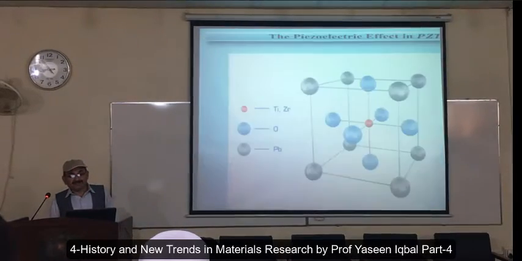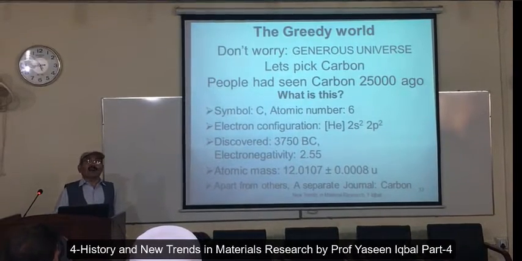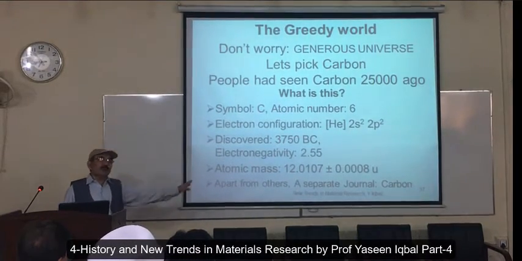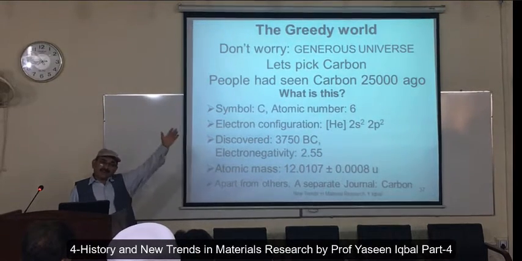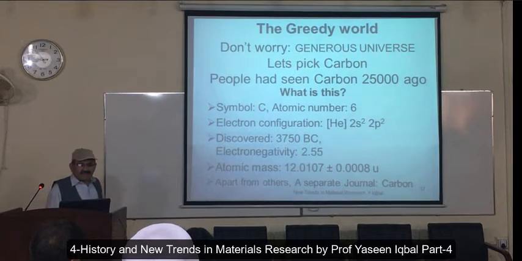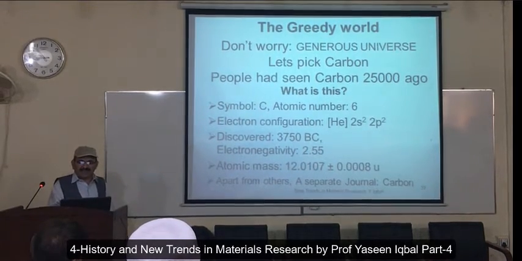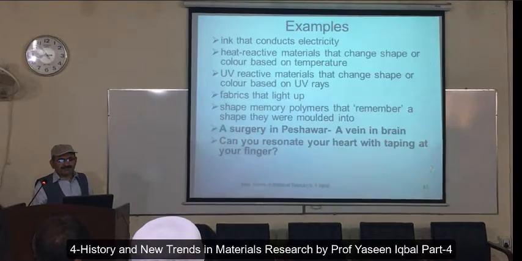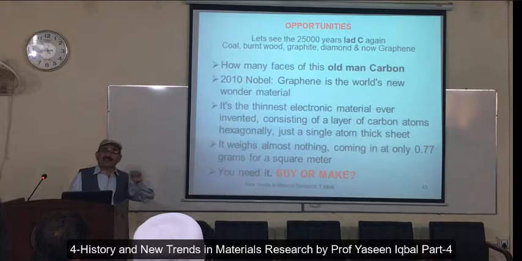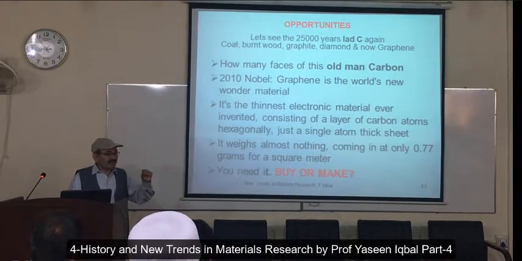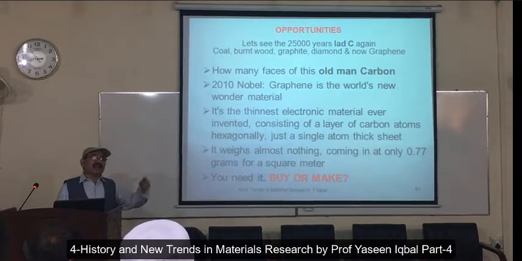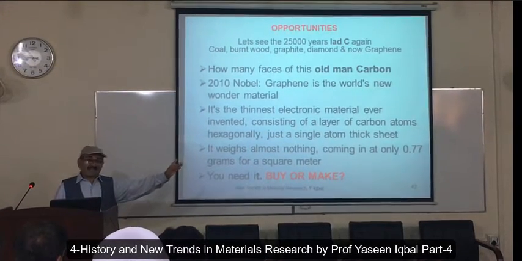I am telling you that. Look at this old man carbon. 25,000 years ago, people knew carbon in the form of coal, in the form of burnt wood, because of thunderstorm or different things. Its softness made it graphite pencil. It was soft, so people used it for writing. When men learned writing, they used carbon graphite pencil. When men learned making steel, diamond, which is 100% carbon, came to help there.